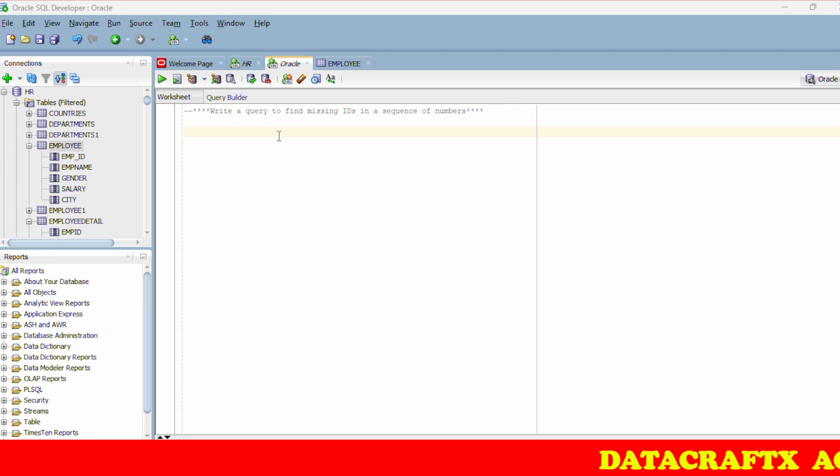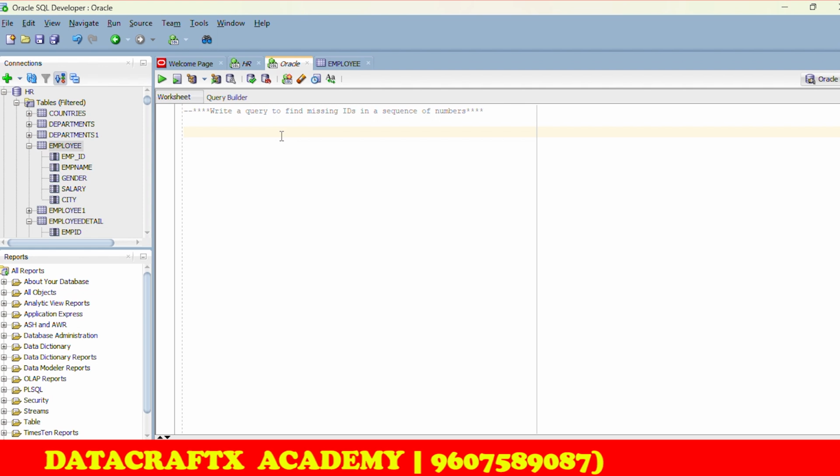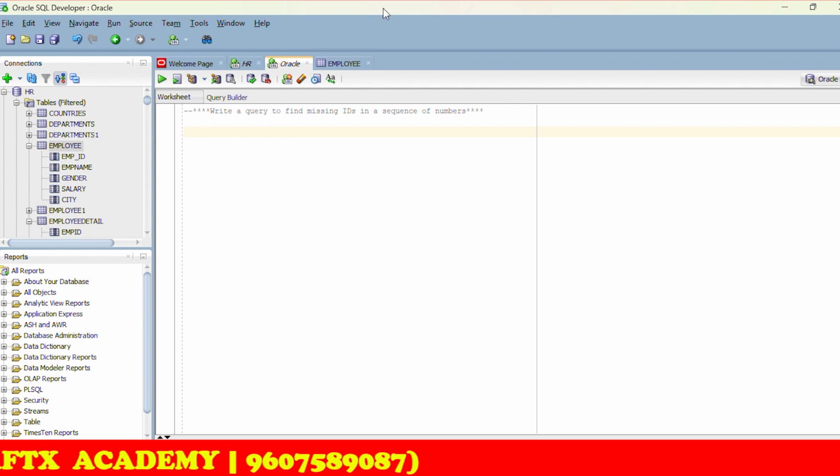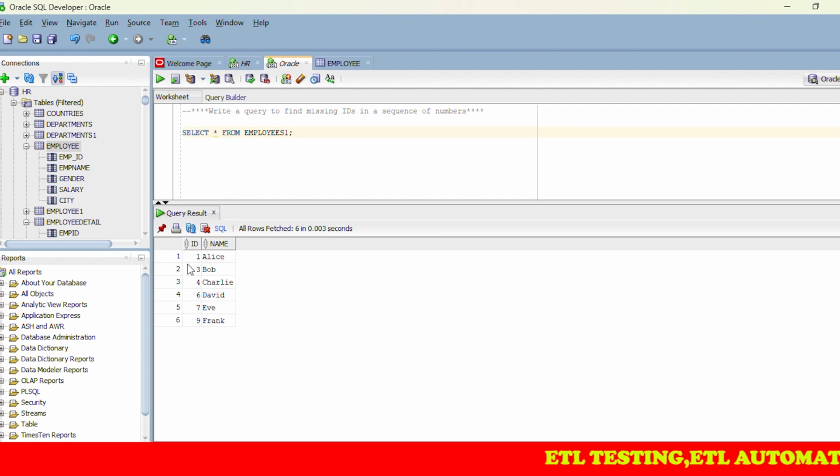So today we will be discussing one of the most asked interview questions, that is how to find the missing ID in the sequence of numbers. Now before jumping to the solution, let's understand the problem statement. So we have one table, select star from employees. Okay.